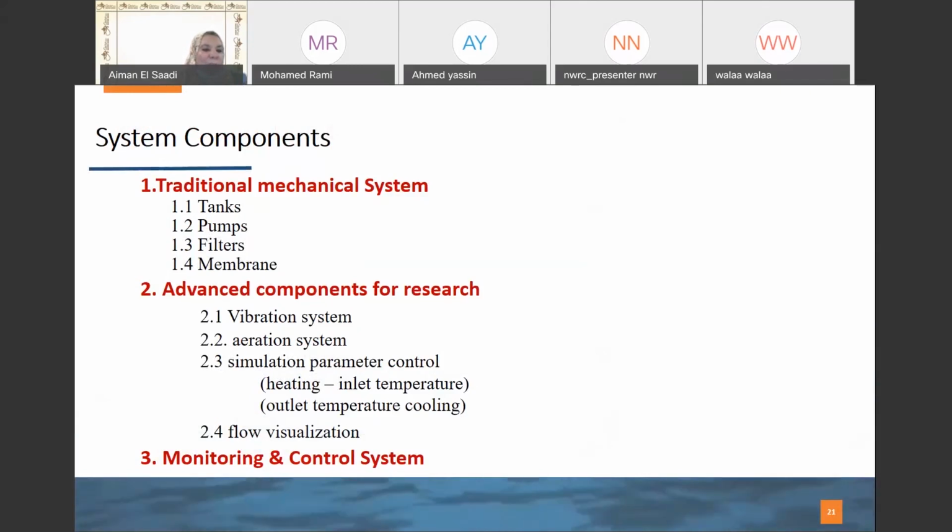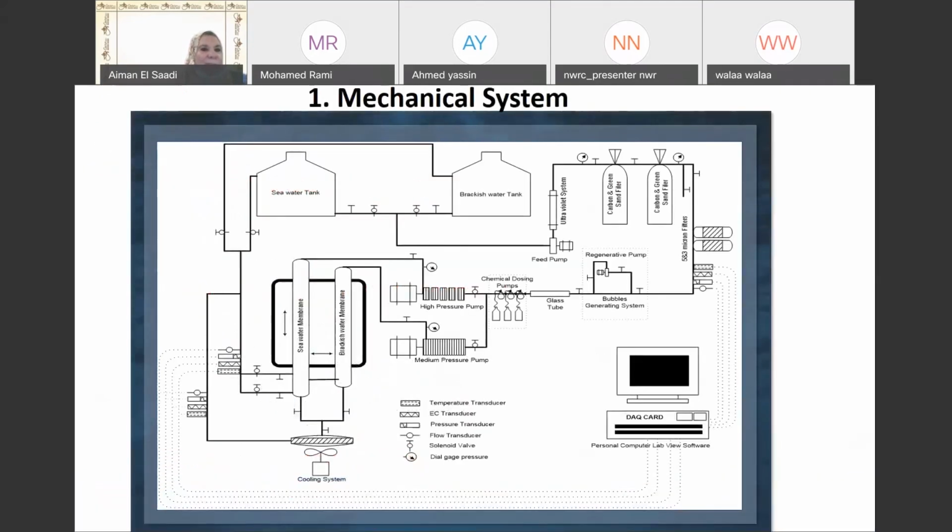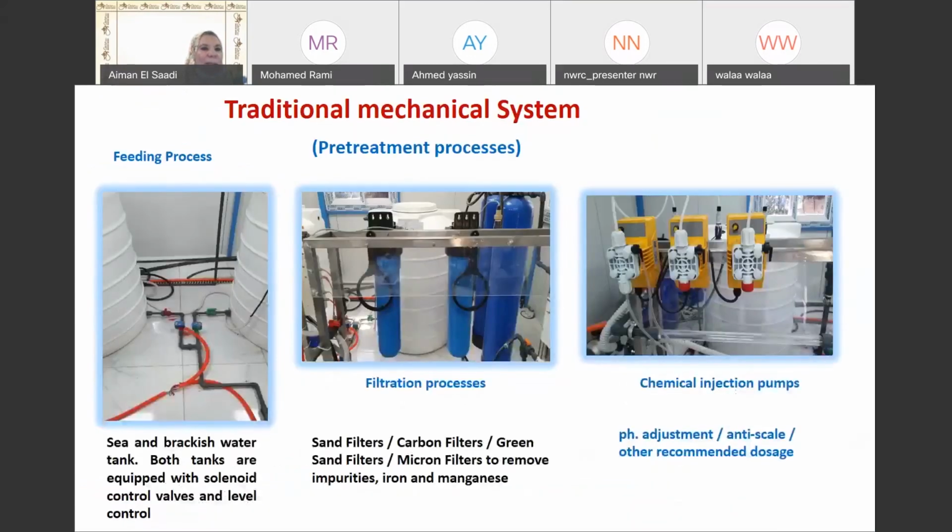Third, the monitoring and control system. This is the diagram of the system at SRU, and this is the traditional mechanical system, which consists of the feeding process. We have two tanks, for seawater and brackish water, and the filtration process includes sand filters, carbon filters, green sand filters, and micron filters to remove impurities, iron and manganese.